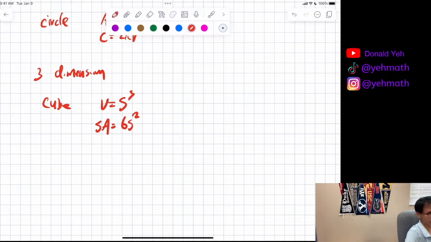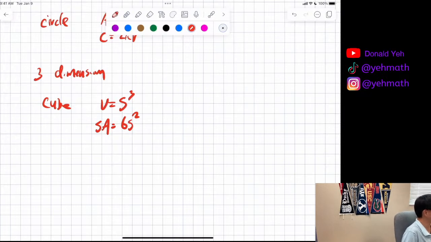I remember one year a student asked me, "Mr. Ye, I really need your help on the test. I know how to do it, but I don't know what's the formula for the surface area of a cube." I'm like, well, how many sides does a dice have? And she looked at me, she's like, "4." I'm like, good lord. Please don't go to casino.